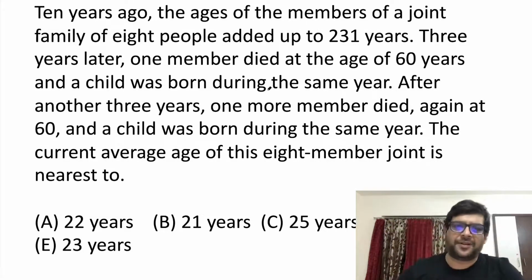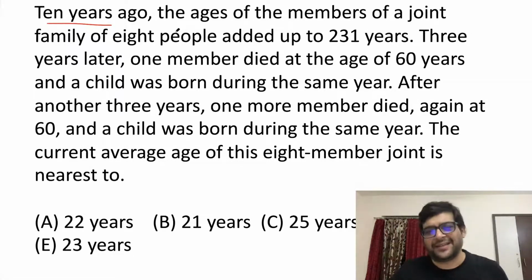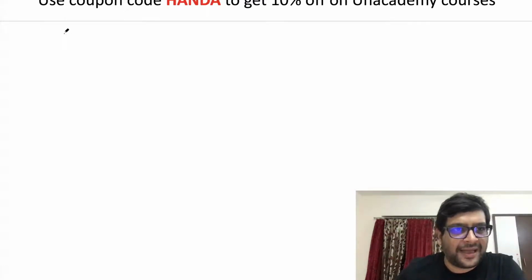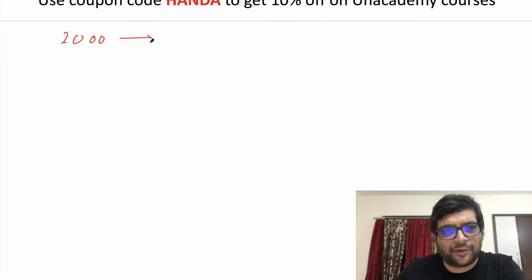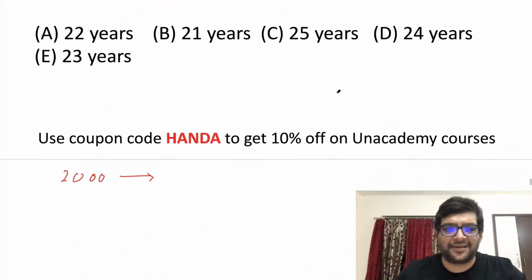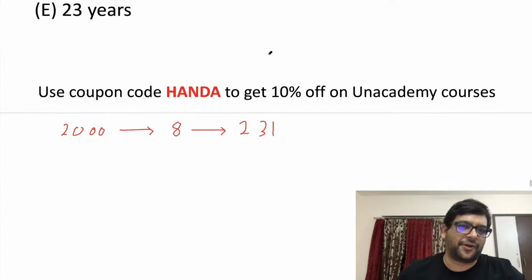Let me give you a tip for this particular question. Whenever you have questions like 10 years ago, then 5 years this happened, then 3 years that happened, always take something as your base year and then calculate. So let's say I'll take my base year as 2000. Ten years ago, ages of the members of a joint family of 8 people added up to be 231. So in the year 2000, the sum of the ages of 8 people was 231. So that's where you start from.